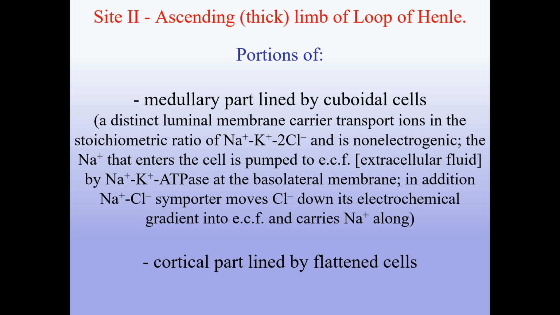Site 2, ascending or thick limb of loop of Henle. Portions of the medullary part are lined by cuboidal cells. A distinct luminal membrane carrier transports ions in the stoichiometric ratio of sodium, potassium to 2 chlorides and is non-electrogenic. The sodium that enters the cell is pumped to the extracellular fluid by sodium-potassium ATPase at the basolateral membrane. In addition, a potassium chloride symporter moves chloride down its electrochemical gradient into the extracellular fluid and carries potassium along. The cortical part is lined by flattened cells.